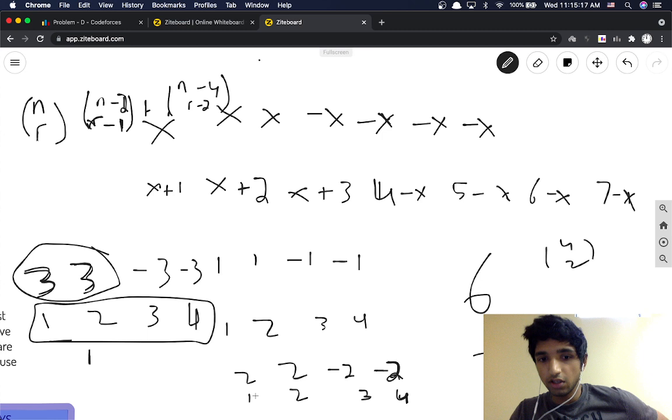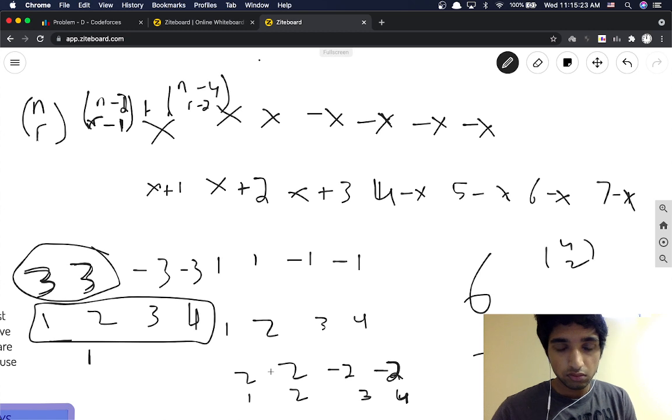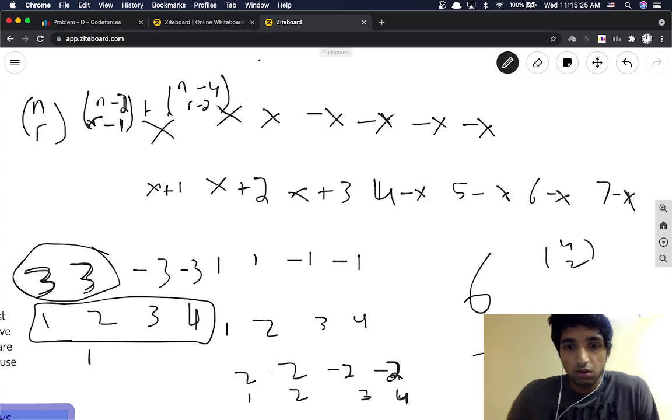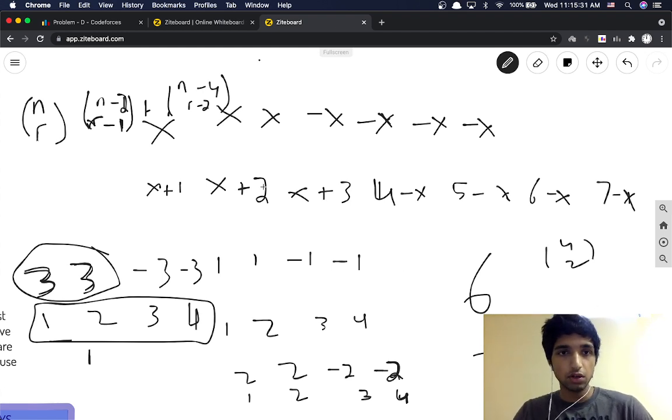Okay, so in this case, there were no restrictions here. So in this case, it was 4 choose 2, 3 choose 2, 2 choose 2. But in some cases, there may be some restrictions here. So let's say we're at x, negative x. So the boundary is 1 minus x and 4 plus x.